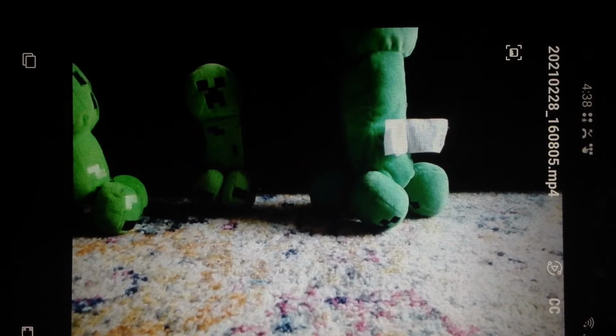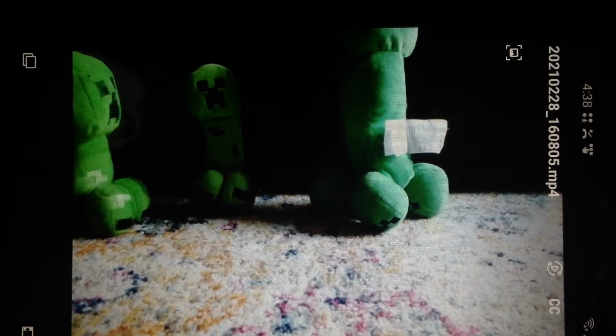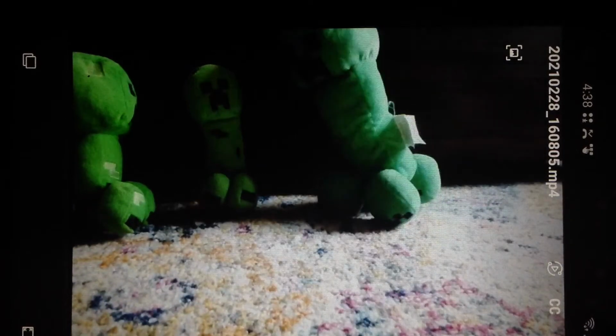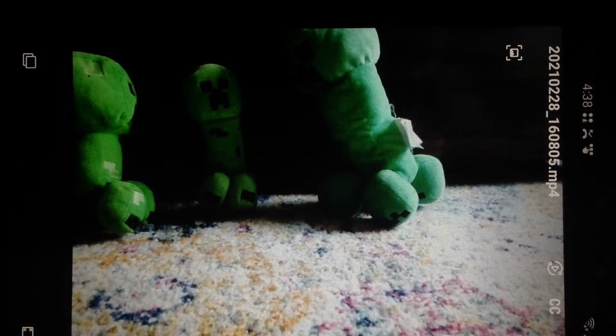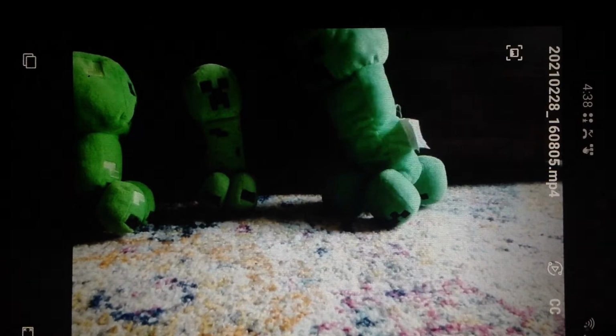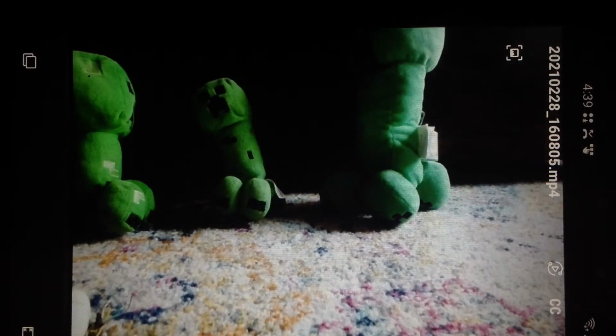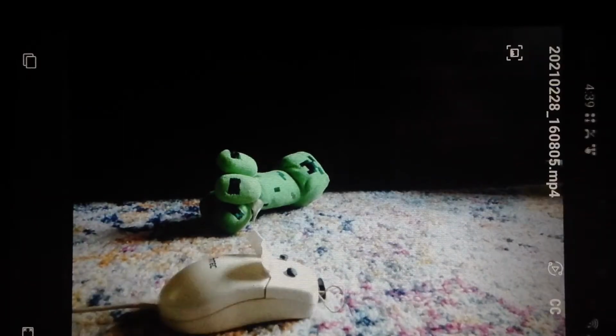What does 12 times 8 equal? That's easy. It equals 96. So that's how many mouse traps we need. Mouse!